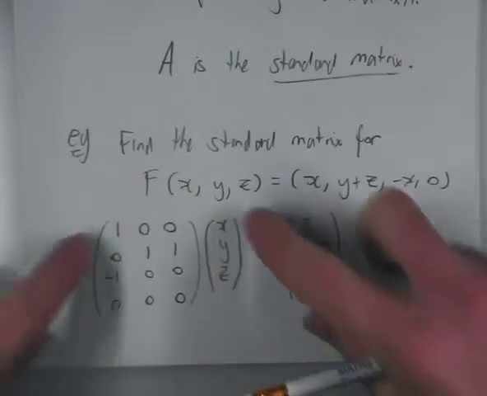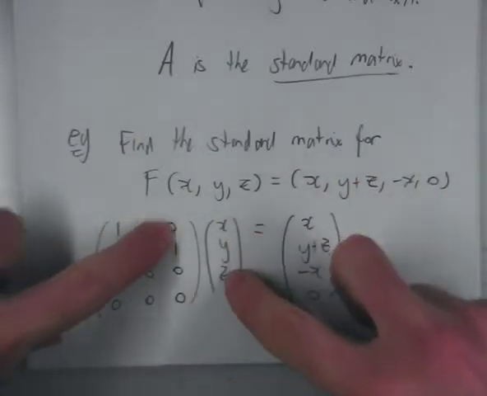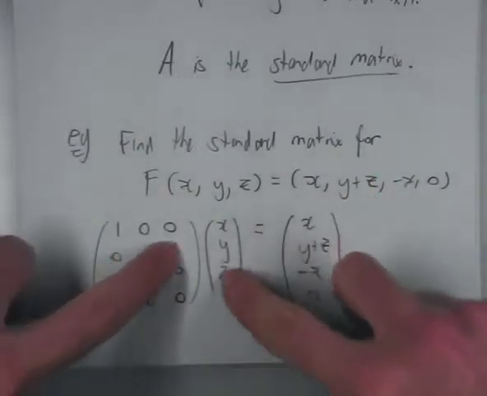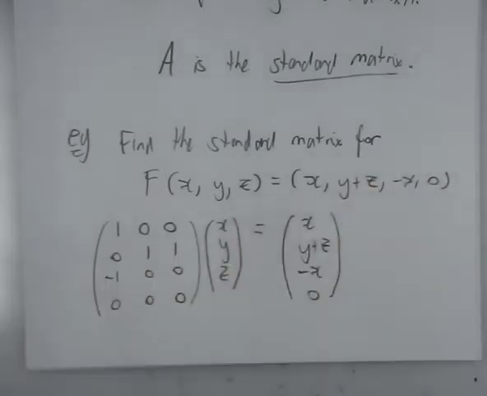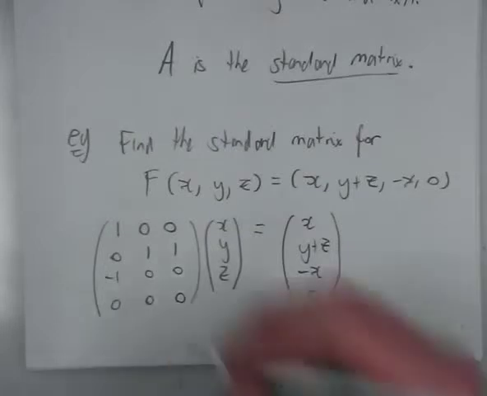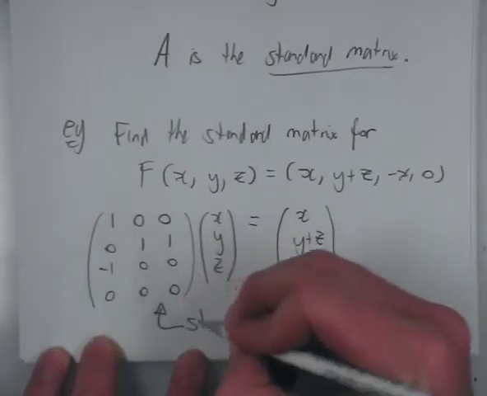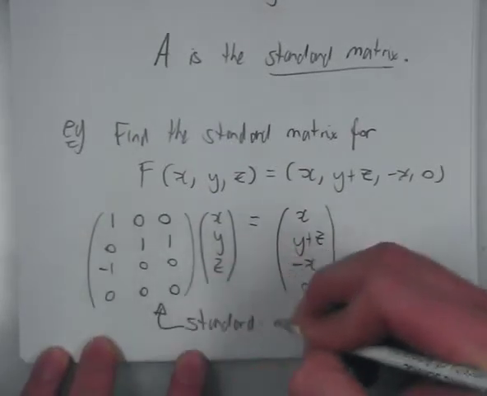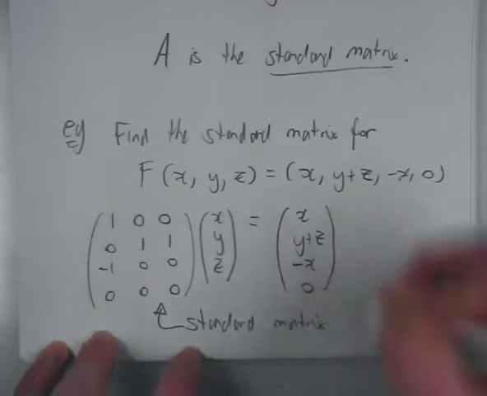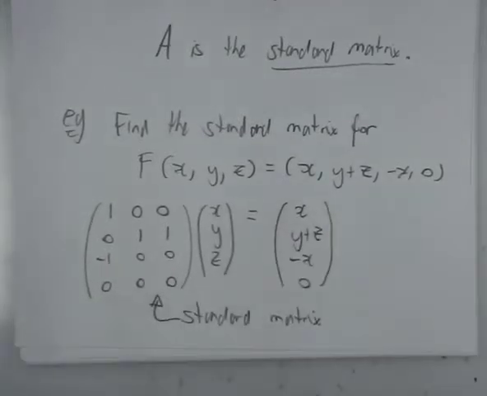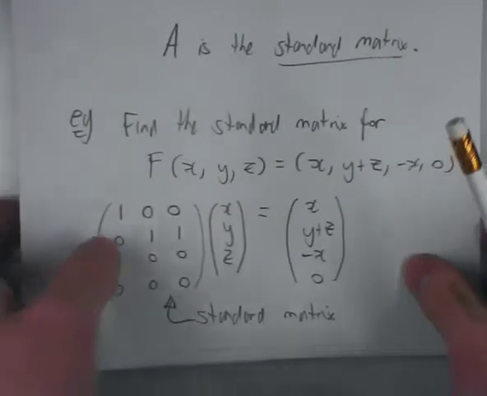You just check if it works. x, 0, 0 is correct. 0, y, z, yes. Minus x, yes, it works. Okay, so that must be the standard matrix. Since there's only one standard matrix, it must be the only standard matrix.